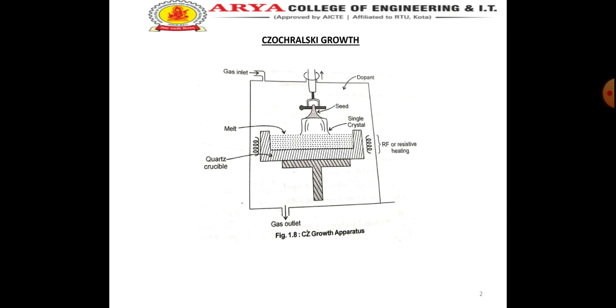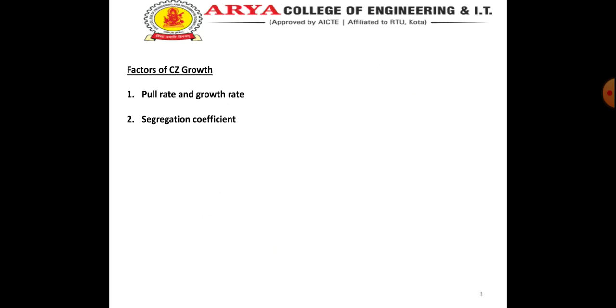The speed of growth is determined by the number of sites on the face of the crystal and the rate of heat transfer at the interface. Now the factors of CZ growth are pull rate and growth rate. Growth rate of the crystal is actually distinct from the pull rate. Pull rate is the macroscopic indication of net solidification rate, while growth rate is the instantaneous solidification rate.